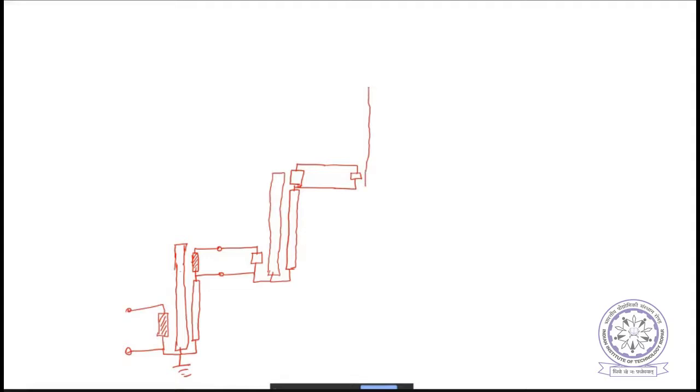So, yeah, actually it is not, I have to draw somewhere and look somewhere. That's the problem. That's why it is not coming neatly.